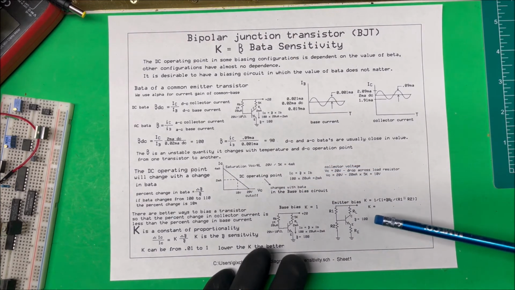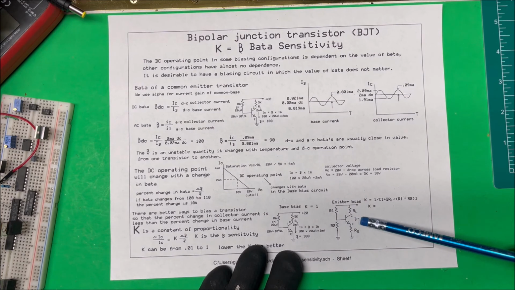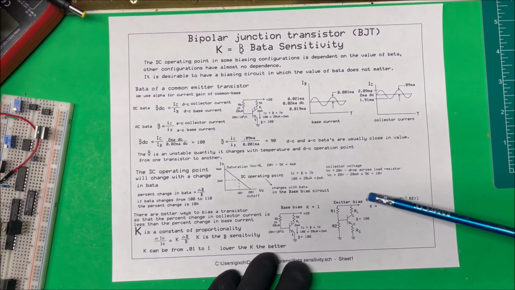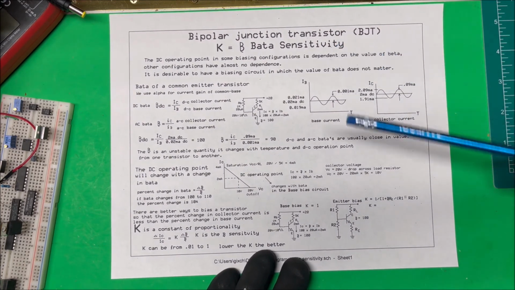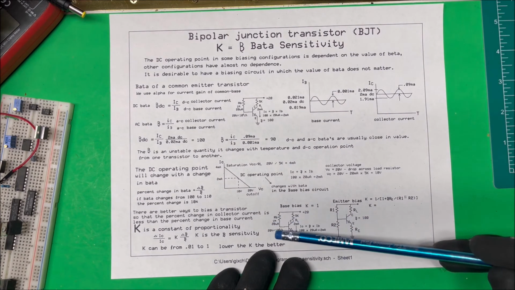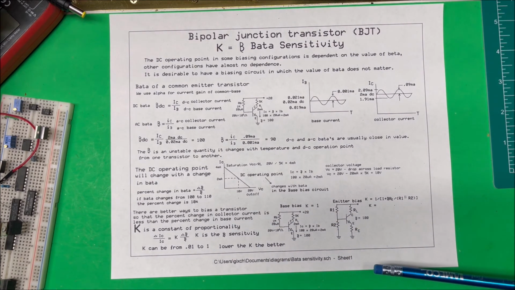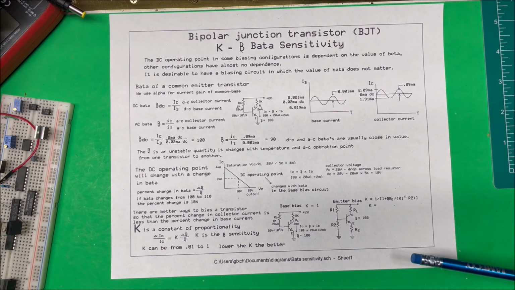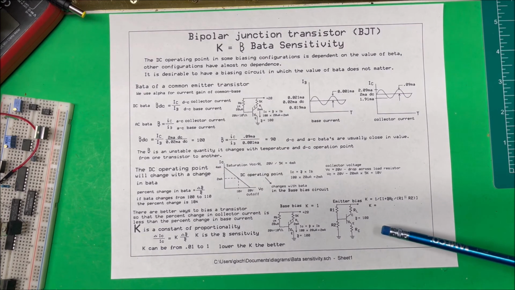So that's what you want to do. You want to design a circuit with the lowest K value you can, the beta sensitivity. So that's our K value, just the beta sensitivity. How sensitive is the circuit to this beta value? That's all it is. The lower the K value, the better.